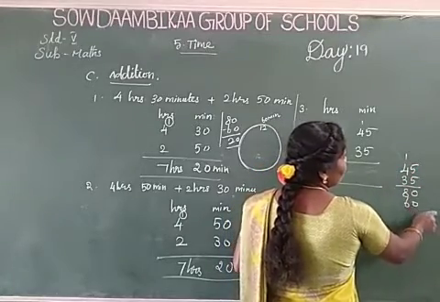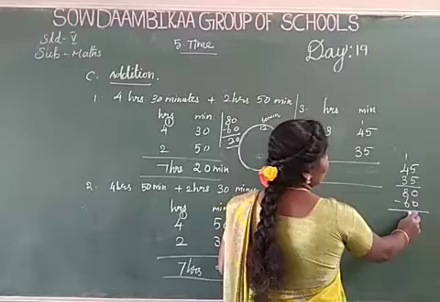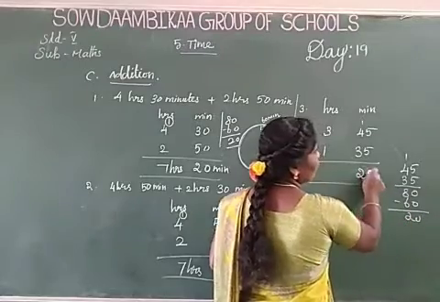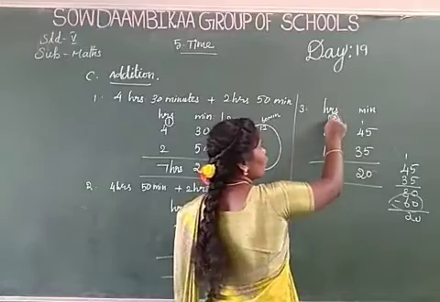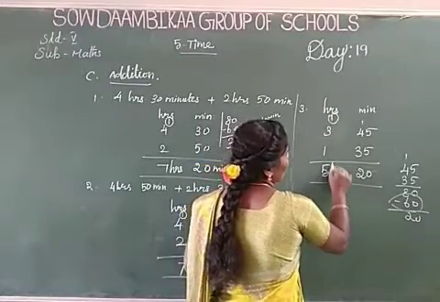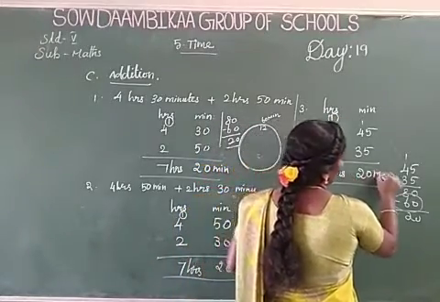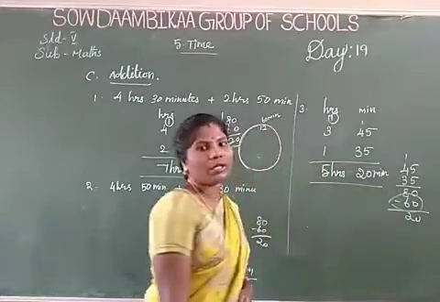The same, 80 minus 60, 20. So write only 20. Where is the 60? 60 minutes added to 1 hour. 3 plus 1, 4, 4 plus 1, 5. 5 hours, 20 minutes. Okay.